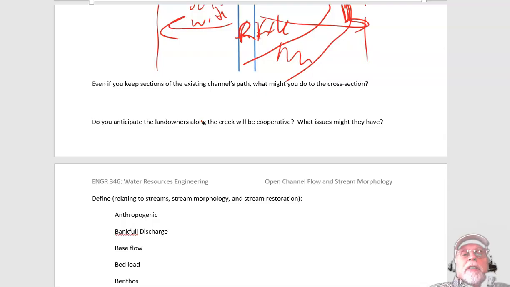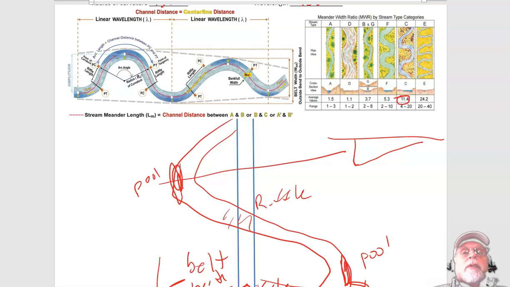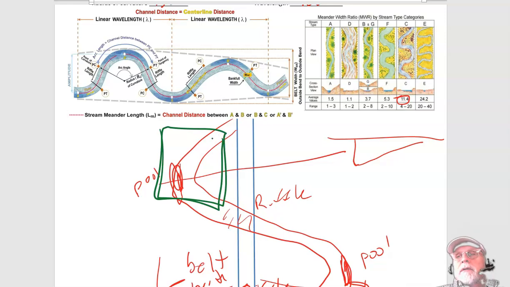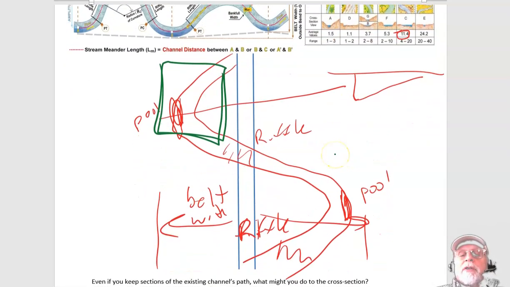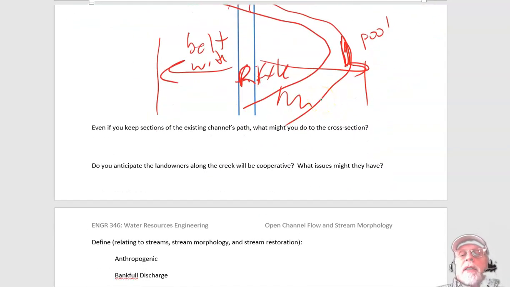So the question here is, even if you keep sections of the existing channel's path, and talk with Matt Van Epps, you can't change everything. So there might be a structure, a house, a building right there. You can't just remove it and put that in there. So there's a lot of considerations there. You're going to try to do this, but even if you keep the existing channel's path, what might you do to the cross section? So you can put some rocks in there.